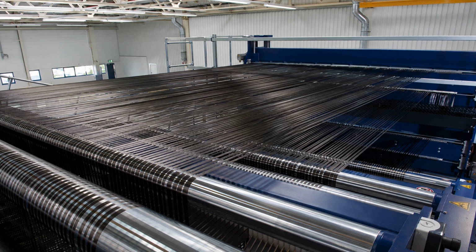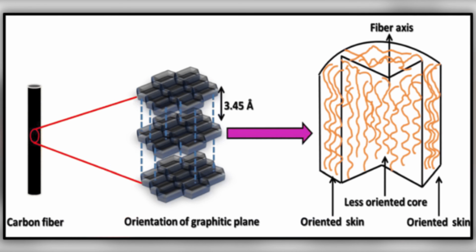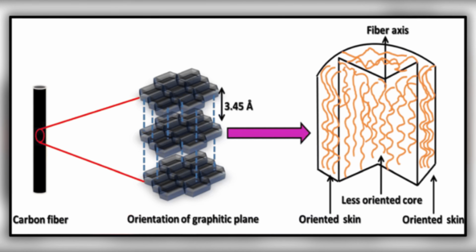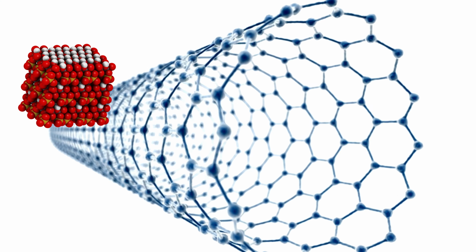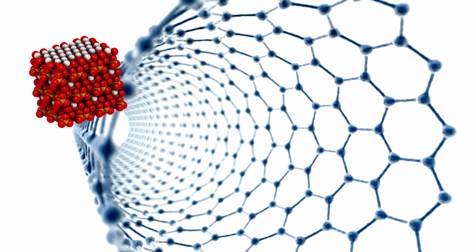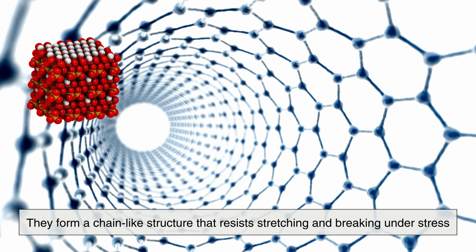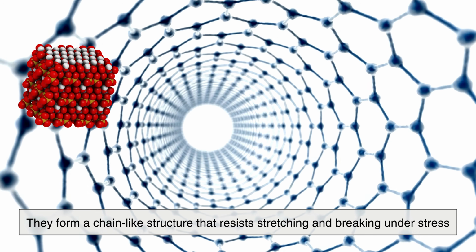The fibers are now black and brittle, but their atomic structure has transformed into tightly aligned carbon crystals. These crystals are the reason carbon fiber is so strong. They form a chain-like structure that resists stretching and breaking under stress.